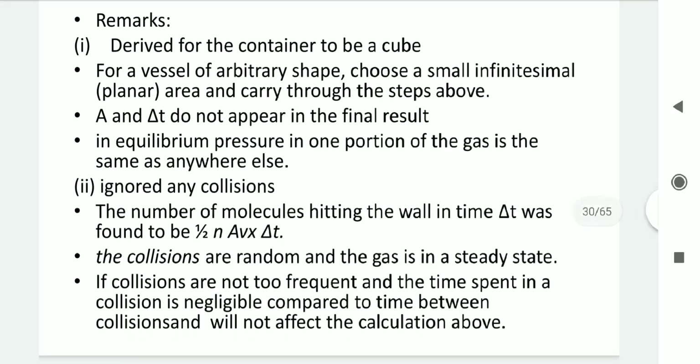The second summary point is that we have ignored collisions here. Whatever number of molecules are moving towards the wall and hitting the wall in delta t time duration, we determined as 1/2 n A Vx delta t. These collisions are random in a gas, but they are not that frequent, and the time required for collisions between molecules is also very small. So we can neglect this collision and consider the above process as it is.